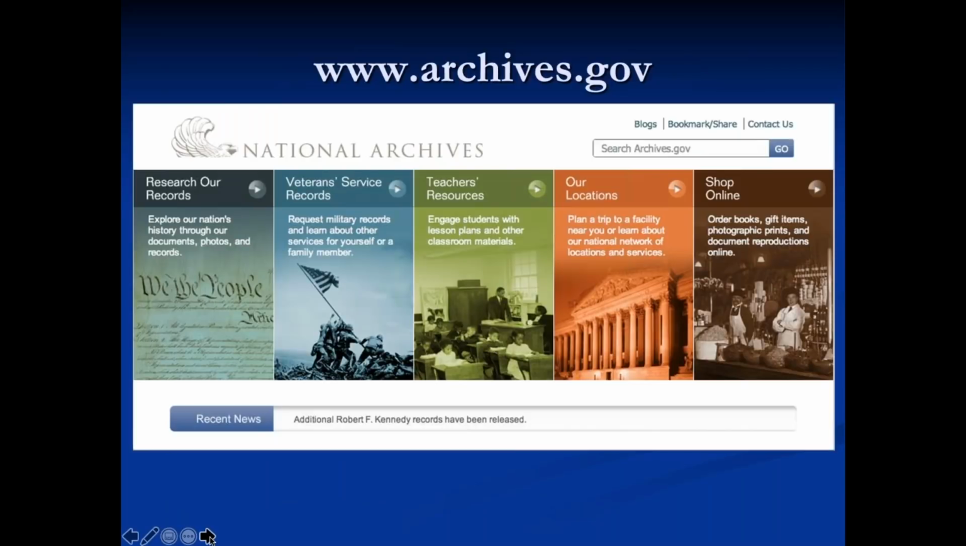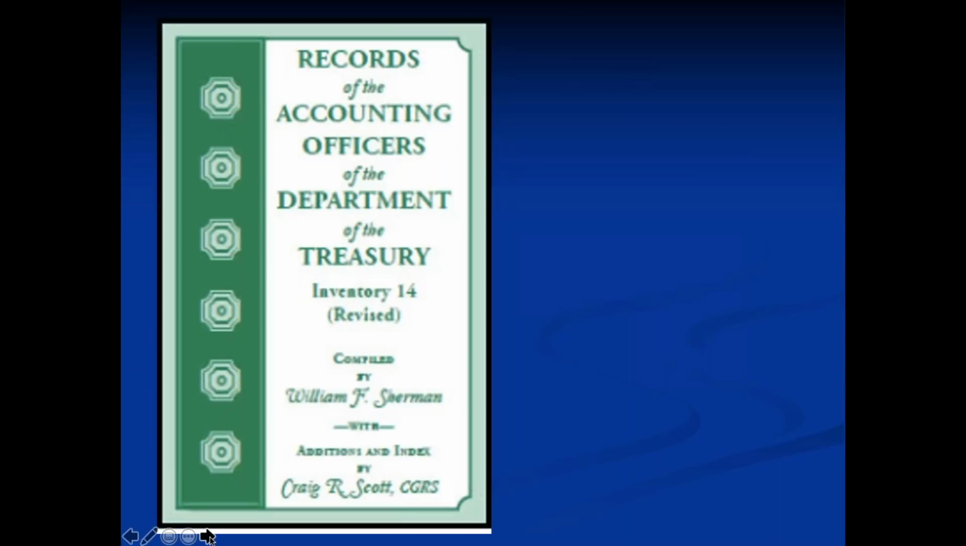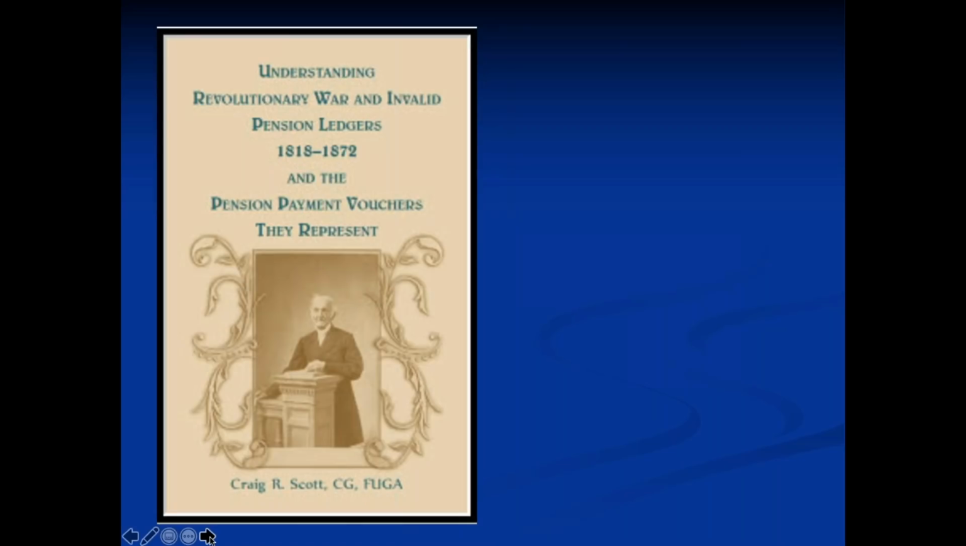The place where these records are located is the National Archives. There's a finding aid to the records of the Accounting Officer's Department of Treasury, Inventory 14, revised, that contains the series entry level information for these records when you want to do the source citation for them, or you want to try to locate them. If you have problems following along with me tonight or today in regards to what we're about to talk about, this book on Understanding Revolutionary War and Invalid Pension Ledgers will be very helpful to you in your search.